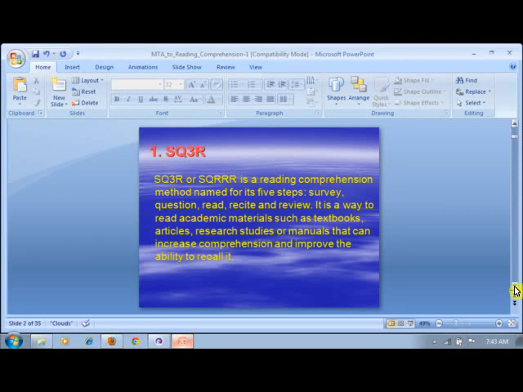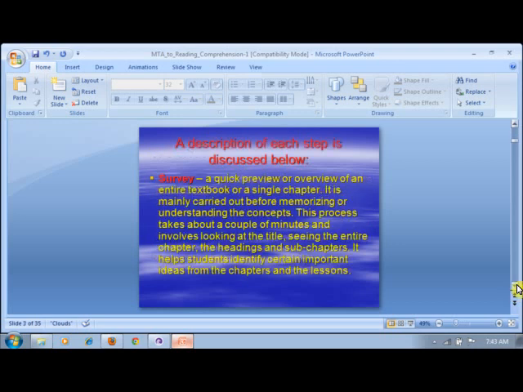SQ3R. SQ3R or SQRRR is a reading comprehension method named for its 5 steps: survey, question, read, recite, and review. It is a way to read academic materials such as textbooks, articles, research studies, or manuals that can increase comprehension and improve the ability to recall it. A description of each step is discussed below.